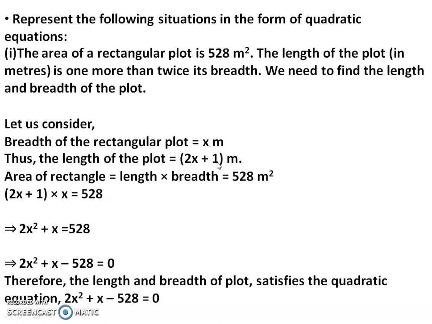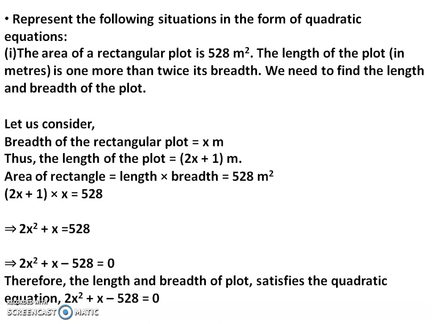Length you took it as 2x plus 1. Breadth you took it as x. So what is the answer? 2x plus 1 into x. x into 2x, 2x square. x into 1, x. So what is the quadratic equation? 2x square plus x minus 528 equal to 0. Therefore, the length and breadth of the plot satisfy the quadratic equation 2x square plus x minus 528 equal to 0.